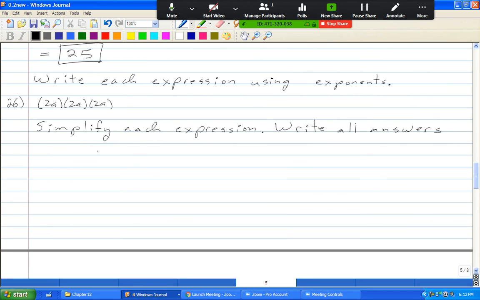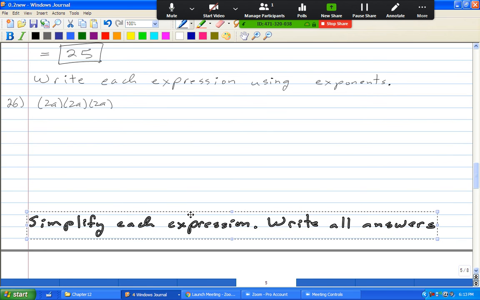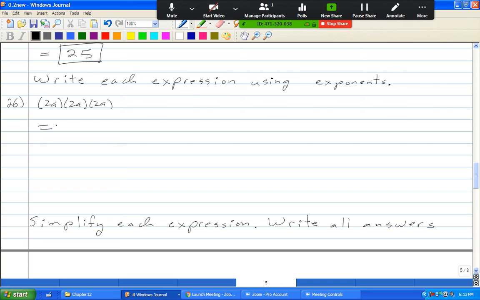Let me do problem number 26. Write each expression using exponents. So 2a times 2a times 2a is going to be, well, 2 times 2 times 2. So 2a times 2a times 2a, well, that's 2a cubed, which is 2 cubed times a cubed. And so I'll write this as 8a cubed.